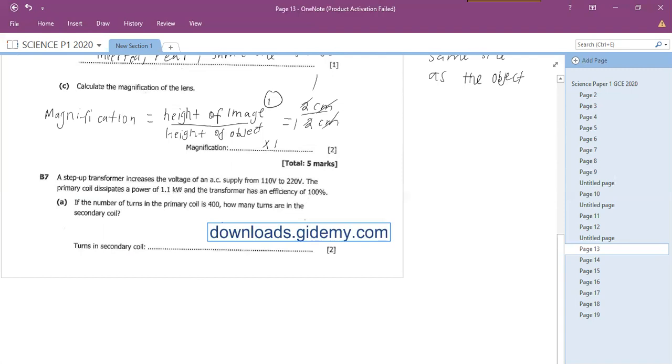So every time you see something like kilowatts, it means there will be an element of power, and you have to use the equation power is voltage times current. And the transformer has an efficiency of 100%. Interesting. If the number of turns in the primary coil is 400, how many turns are in the secondary coil?